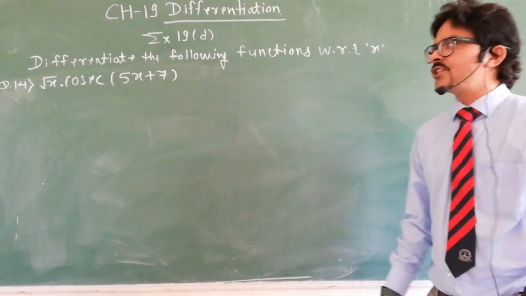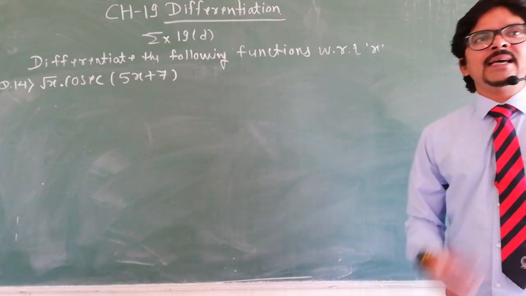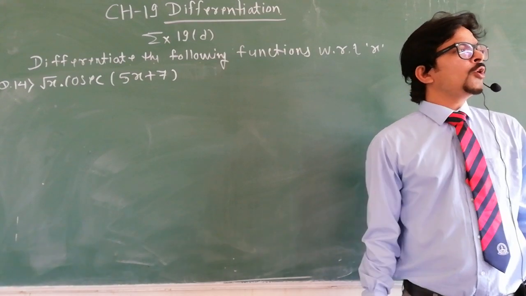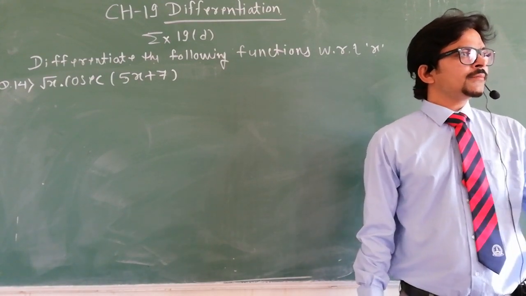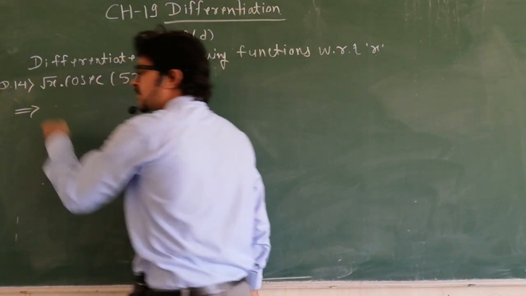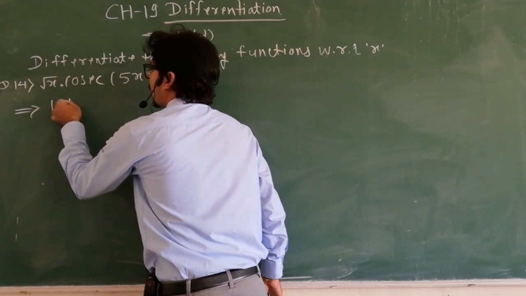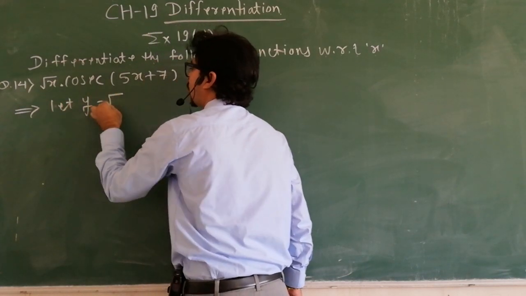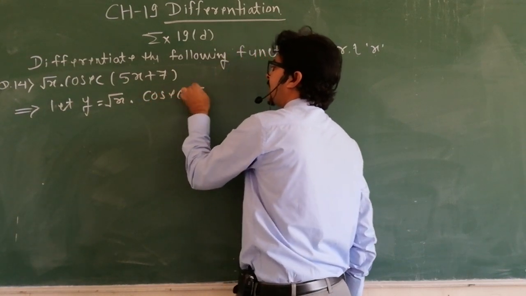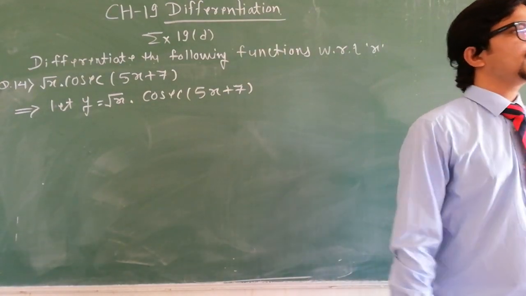If you observe, this function is in the form of a product. And we know how to find the derivative of functions that are in product form. So in that we need to apply the UV rule. Okay, so now see, in the solution we will first suppose let y is equal to root x into cosec in bracket 5x plus 7. Is that clear? Yes. Okay.